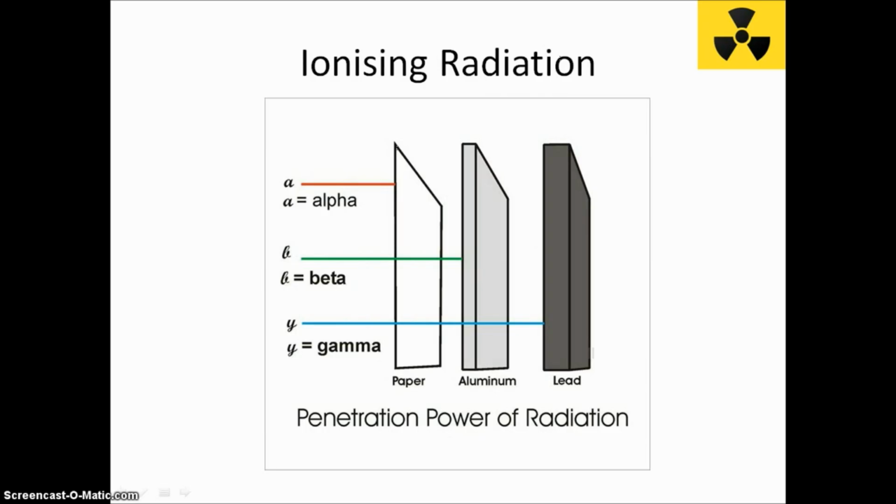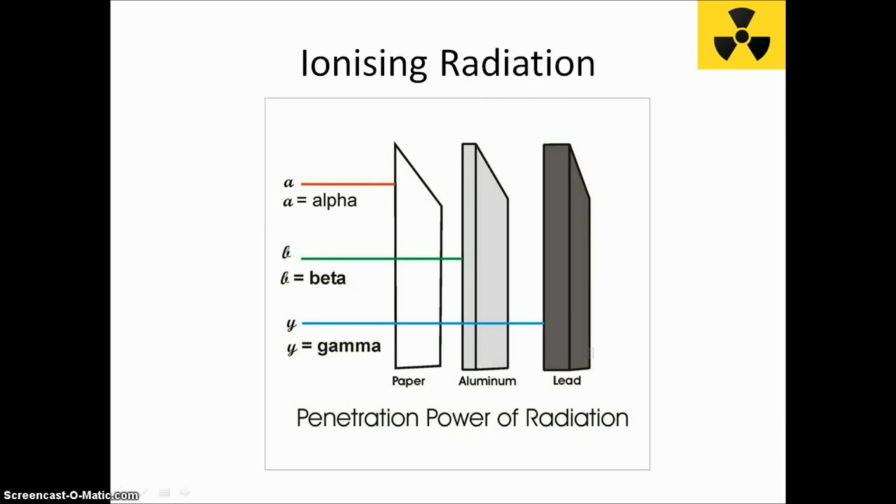Radioactive materials can give out 3 types of ionizing radiation: alpha, beta, and gamma. Different radioactive materials will give out any one or a combination of these radiations. The different types of radiation have different penetrating powers.